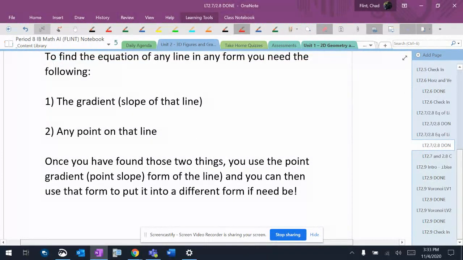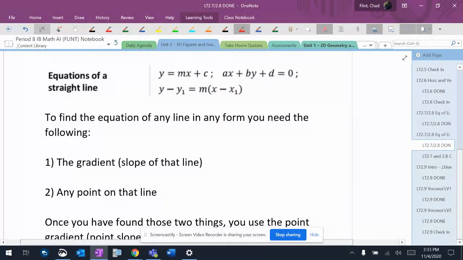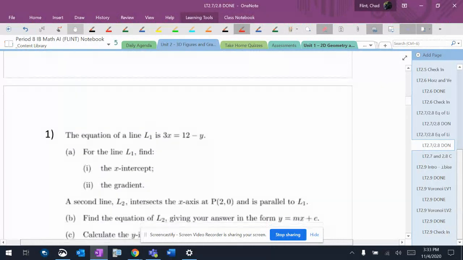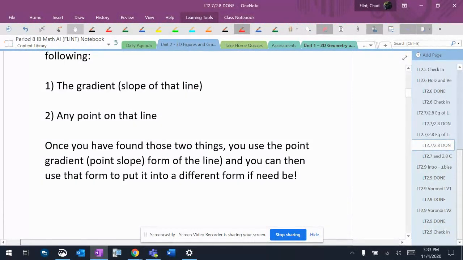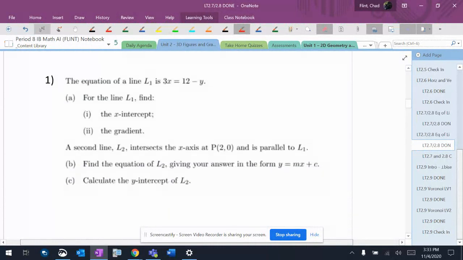We've got to find the gradient, we've got to find a point on the line, and then we'll have to plug them into the point gradient formula or point slope formula right there. And then we may have to manipulate them, move them back and forth, or do something along those lines. So let's jump into one of these here. Let's go down to number one.